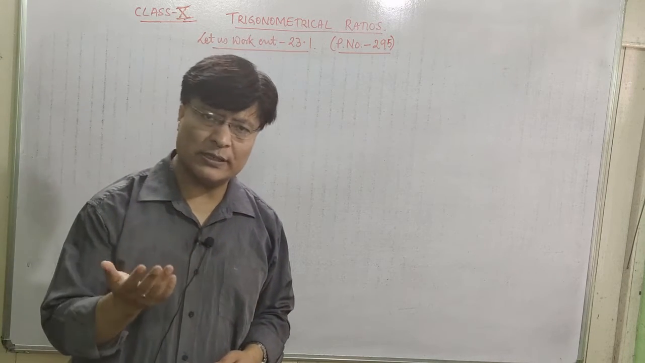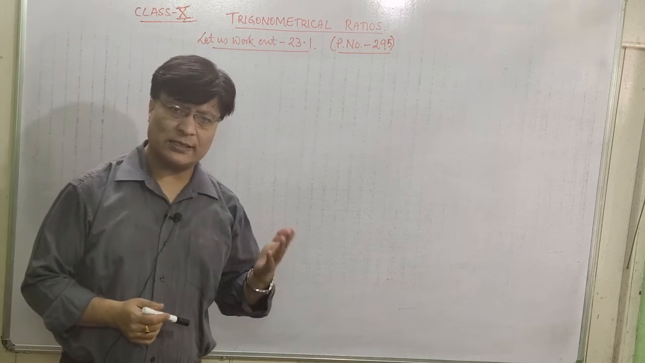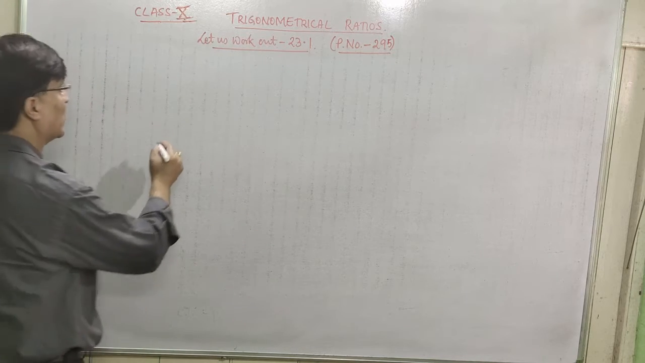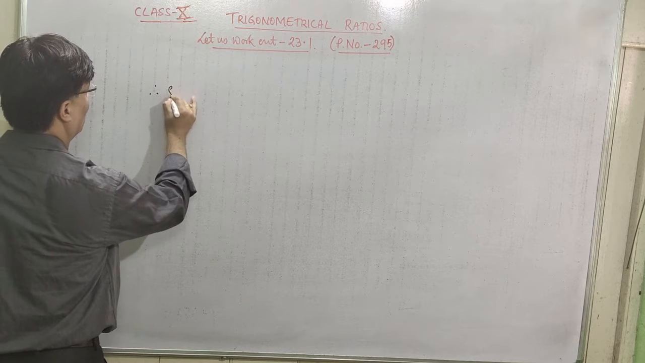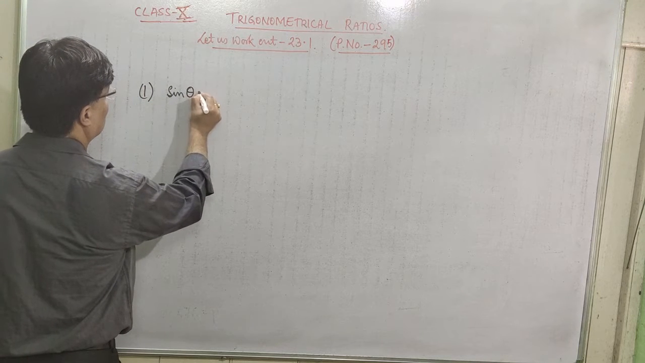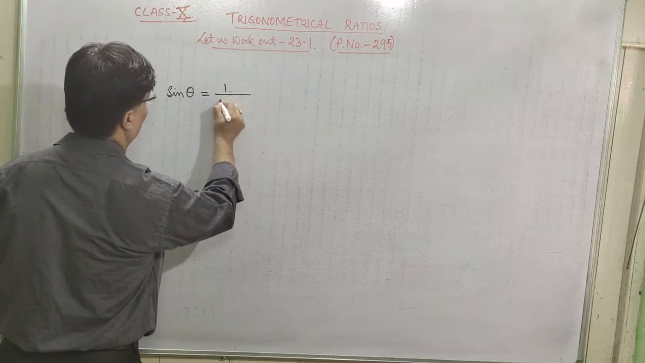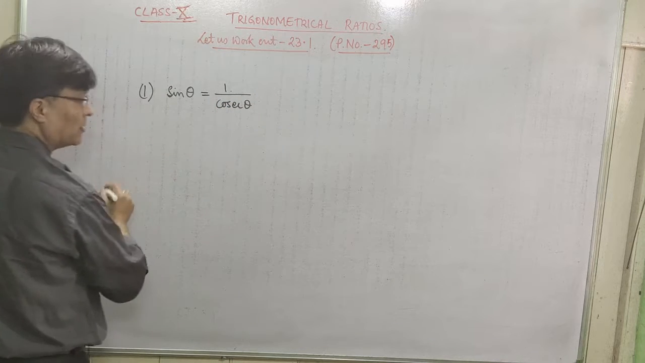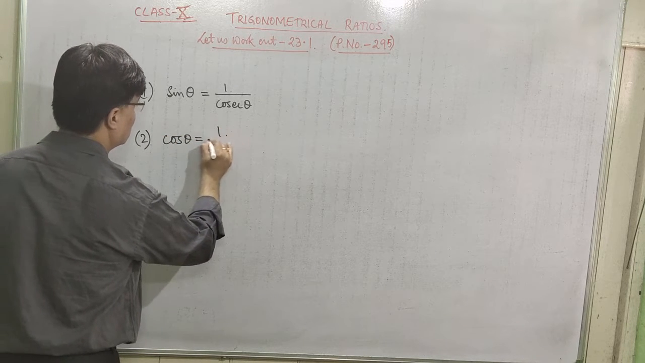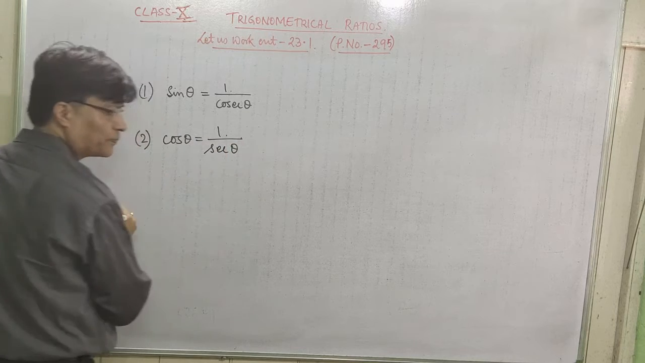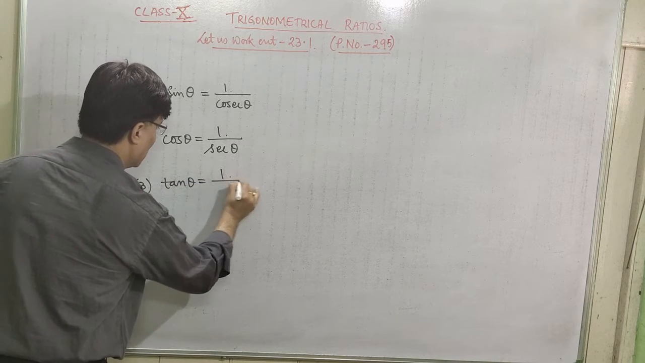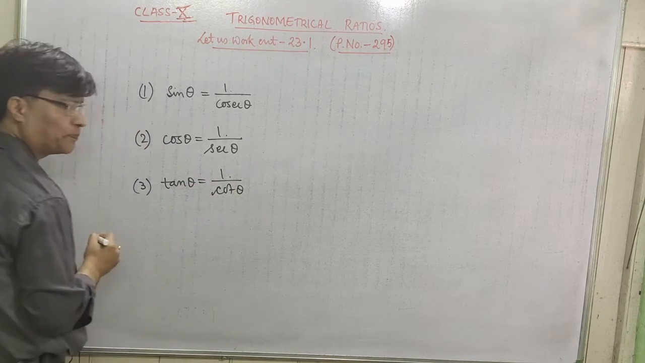Similarly, tan theta and cot theta are opposite functions. That is, tan theta is the inverse of cot theta and cot theta is the inverse of tan theta. Right? So in this case, we can write down the formula. Let us write number one formula here. Number one formula is sin theta is equal to 1 upon cosec theta. Number two, cos theta is equal to 1 upon sec theta. Number three, tan theta is equal to 1 upon cot theta.